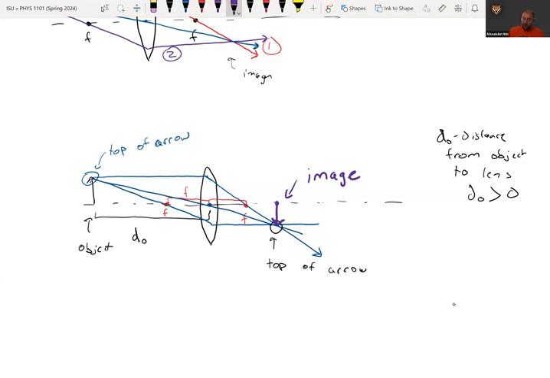Now you can tell the image actually looks a little bit smaller, but not only is it smaller, it's flipped. So the image is flipped. Now, a big part of the lab is investigating: is the image always flipped? Is the image always smaller? I'll just put "and smaller" here.